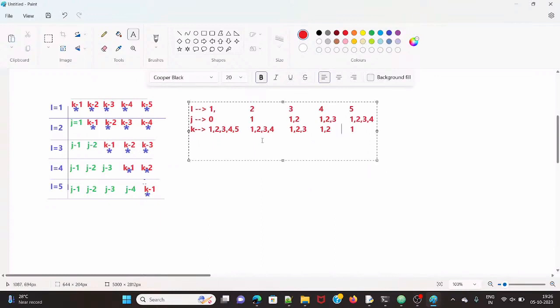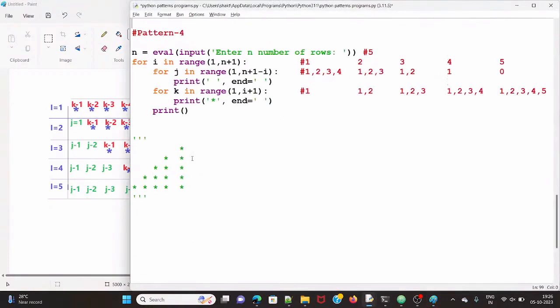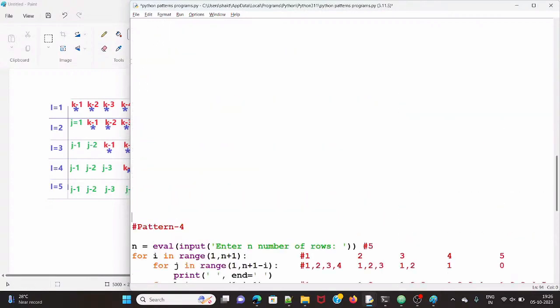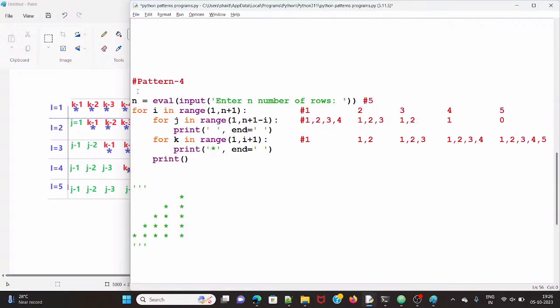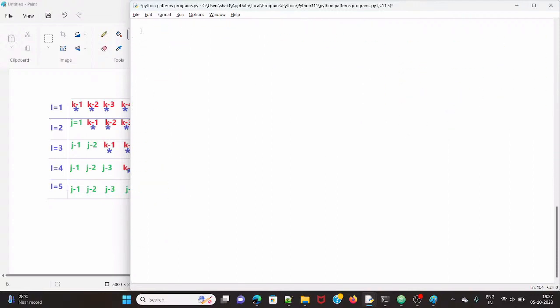Right. Now, as for this one, we'll make the program, guys. I'll open our Python file where you make the pattern programs. This is the 4th one. Now let's take here pattern 5. I take some data; you can take n equal to 5 or 6 like that. Enter the number of rows, convert it with int, and then n equal to, that's all.